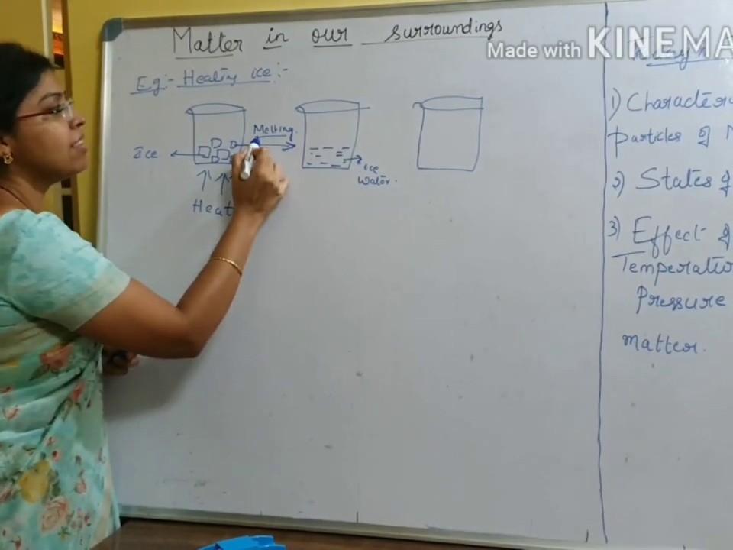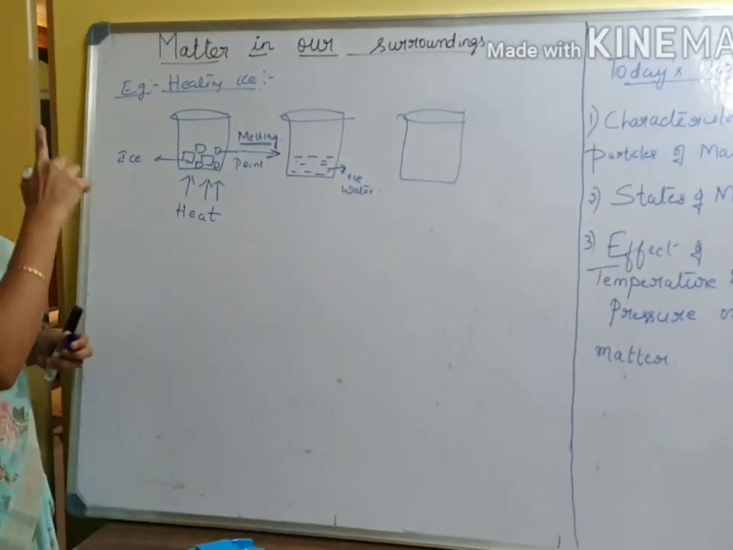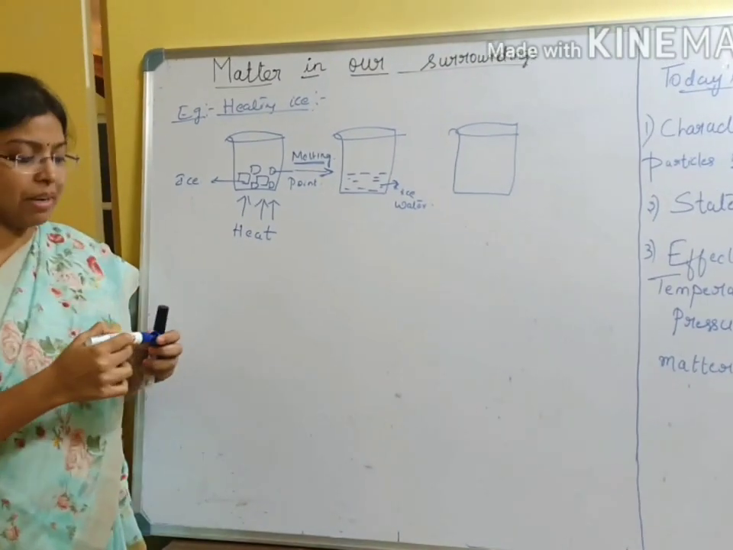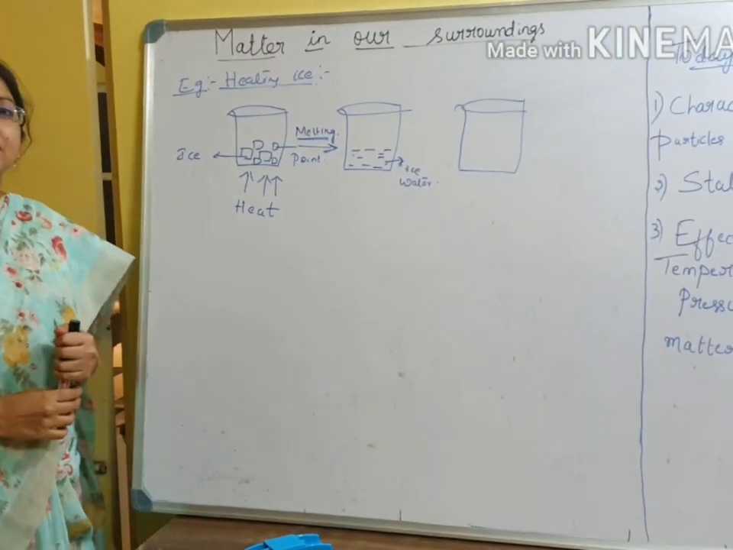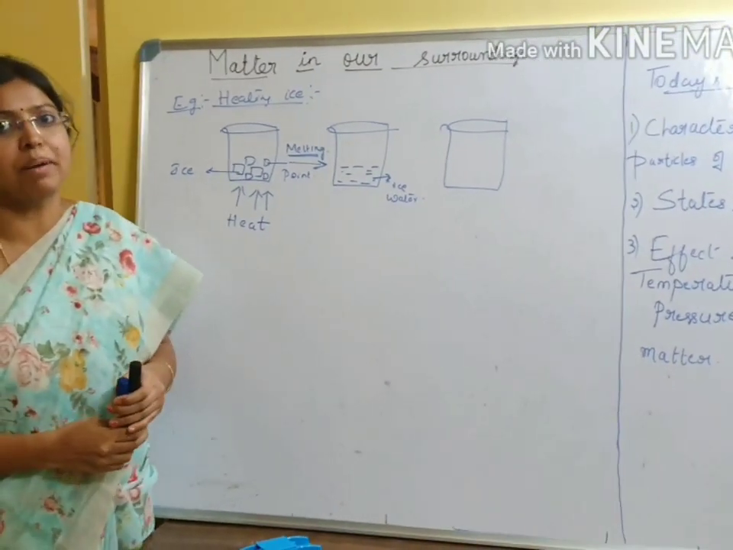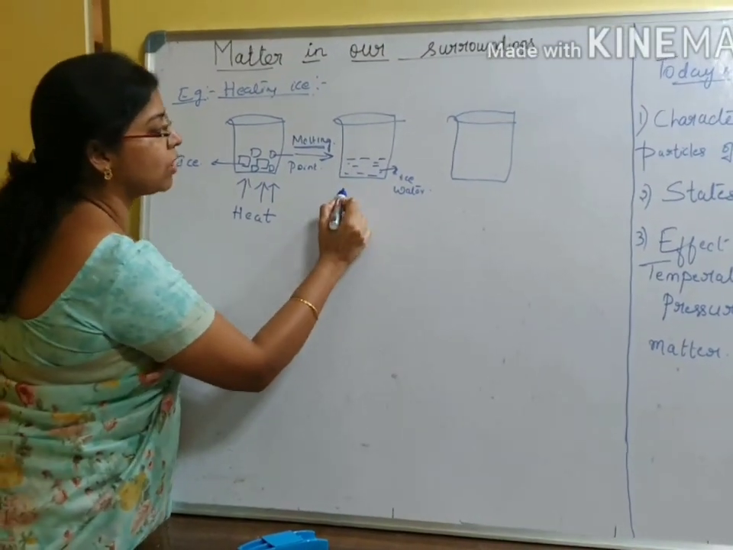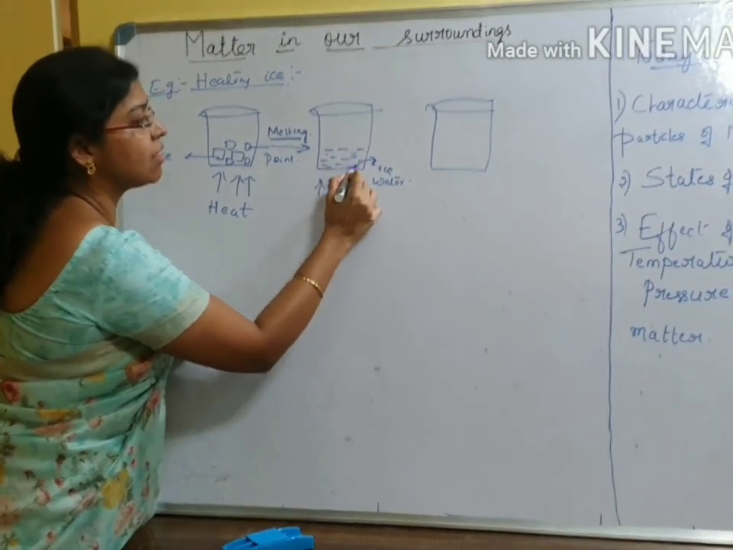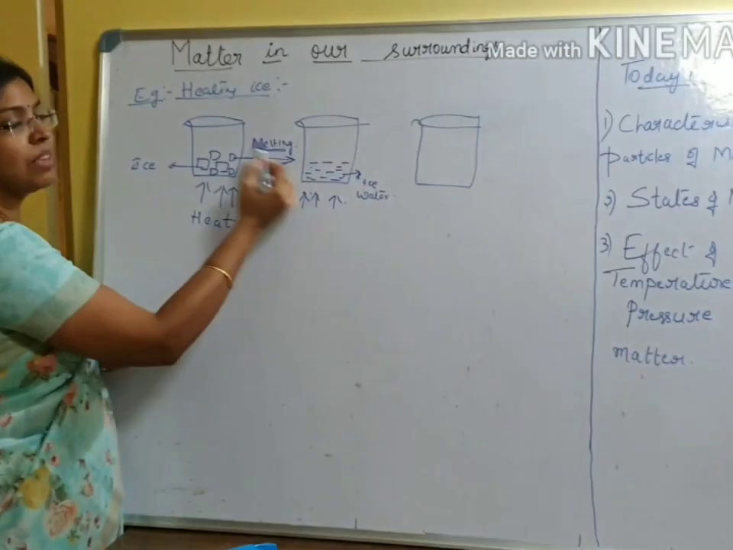So, what is this melting point? The temperature at which the ice starts melting, the solid starts melting, is called the melting point. Now, let's redefine what is melting point. The temperature at which a given solid starts melting is called the melting point. What happens to the ice water? We continue to heat. Now it is in the liquid form. Once all the ice melts, it is now in the liquid form.